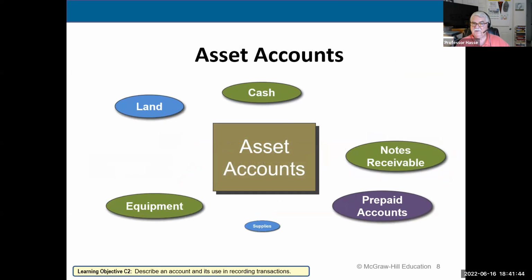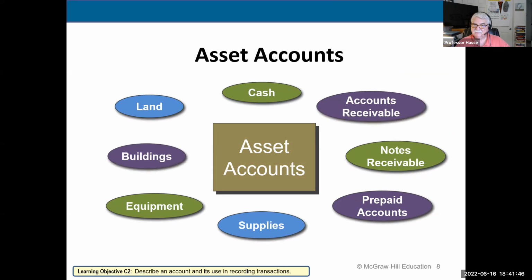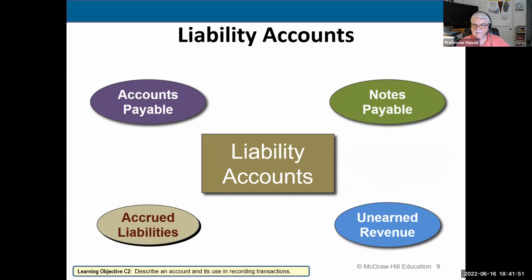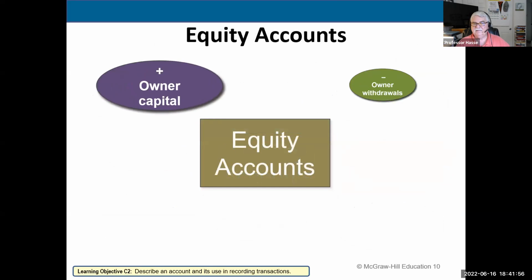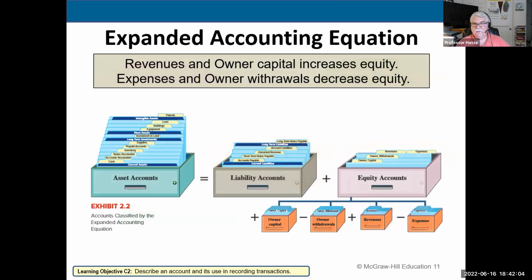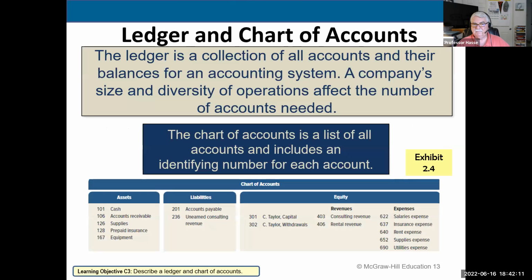There are examples of your assets, examples of liability accounts, things that you owe, examples of equity accounts. You always have to make sure these are in balance after every transaction. So here's a company's chart of accounts. It lists all the accounts that they use in their business.